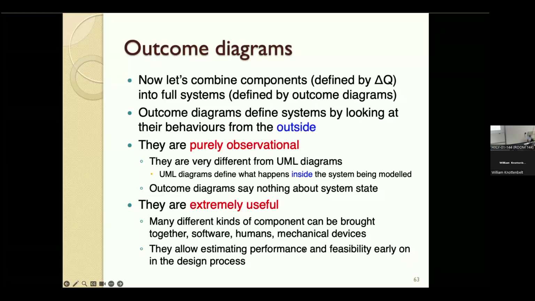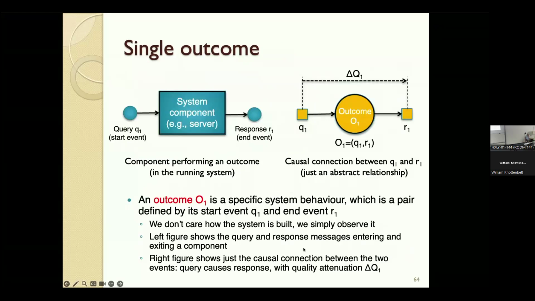Now I have to really explain clearly what an outcome diagram is, and it will take some time for this to sink in. I will start with a very simple example. I have a single component, a server or database. I have a query and a response. An outcome is a behavior of the system. So what is that? Well, a behavior of the system is defined as a pair of a start event and an end event.